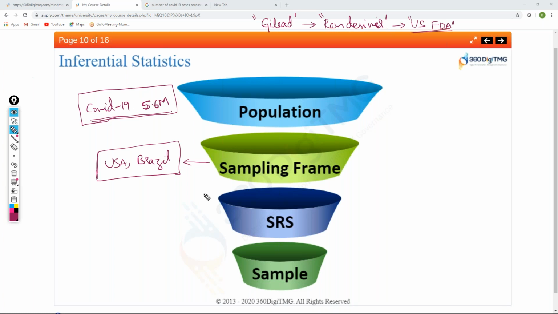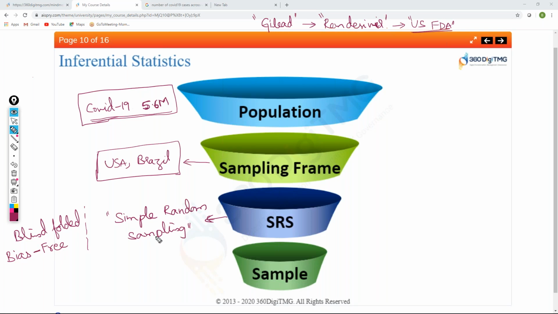And then what you do is, on this, you apply simple random sampling. Simple random sampling is a blindfolded technique. It is the gold standard. It is one of the best techniques when it comes to sampling, which is completely bias free.